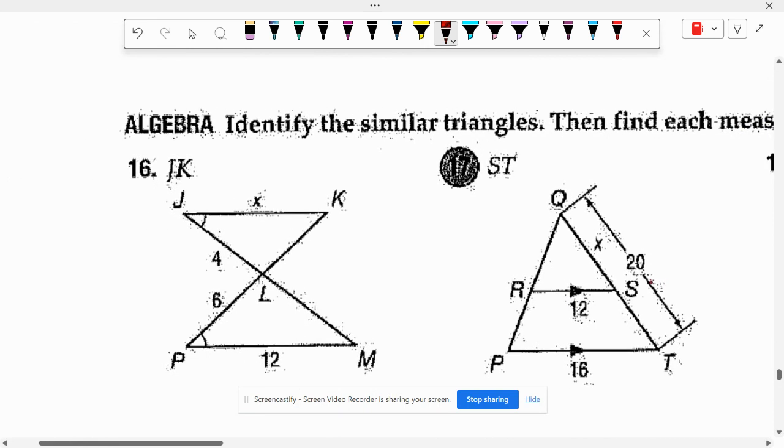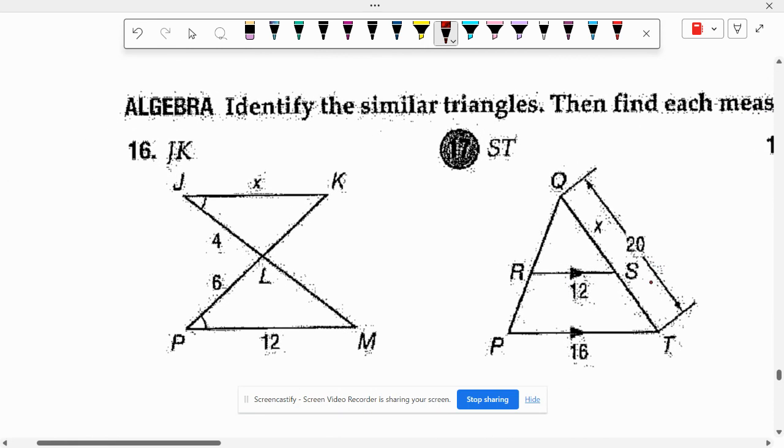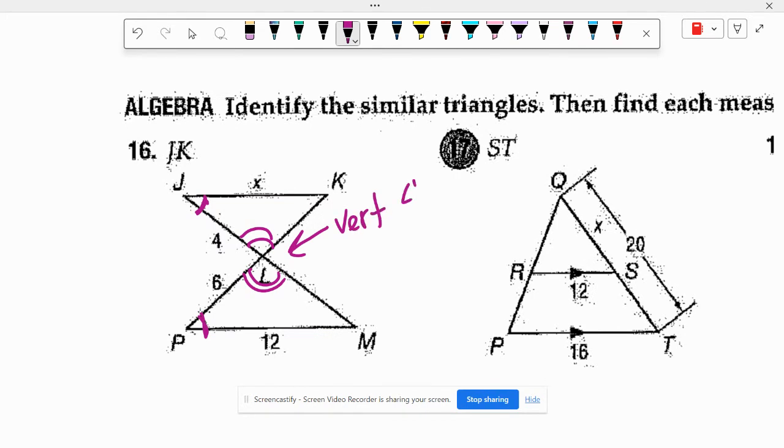So we have number 16. It just says to identify the similar triangles and then find the missing piece. So I know that the two triangles are similar, and I know that because I have angle J congruent to angle P, and I have angle JLK congruent to angle PLM. Why are those congruent to each other? Yeah, those are vertical angles.